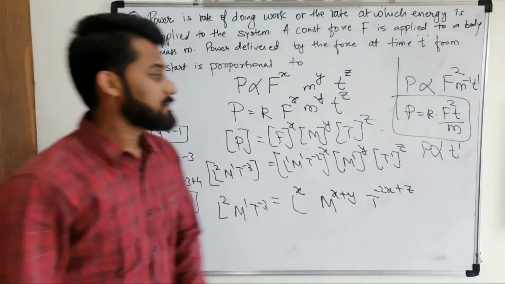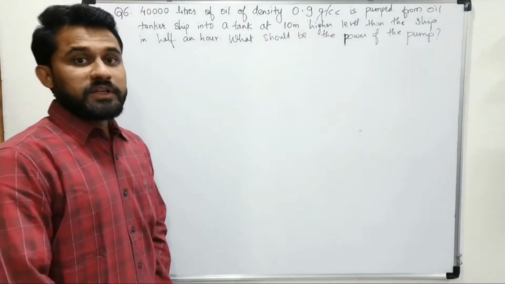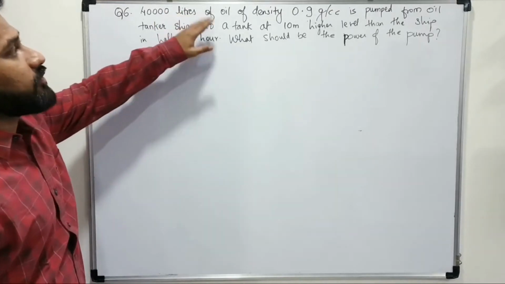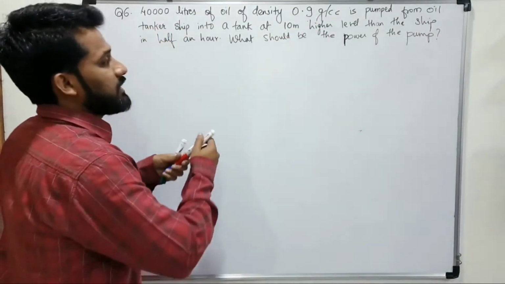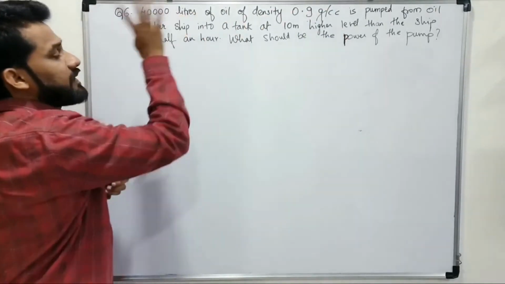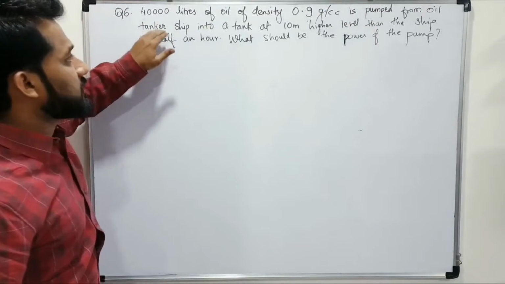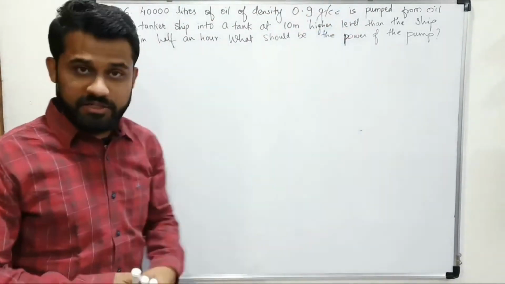So the answer is power proportional to time raised to 1. Okay, so the next question is question number 6. 40,000 liters of oil of density 0.9 gram per cc. Now clearly this is not given in SI units, as liters is not an SI unit. It is pumped from an oil tanker ship into a tank 10 meters higher than the ship.